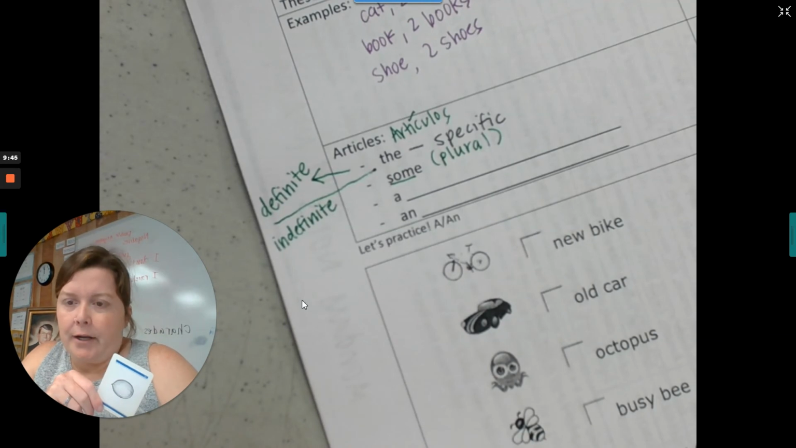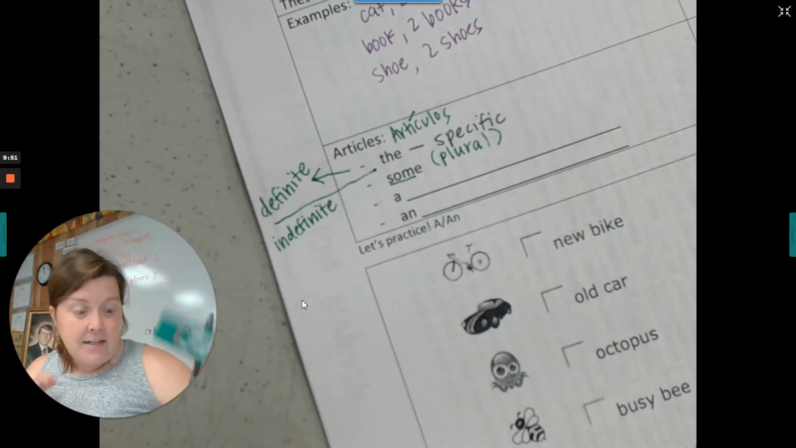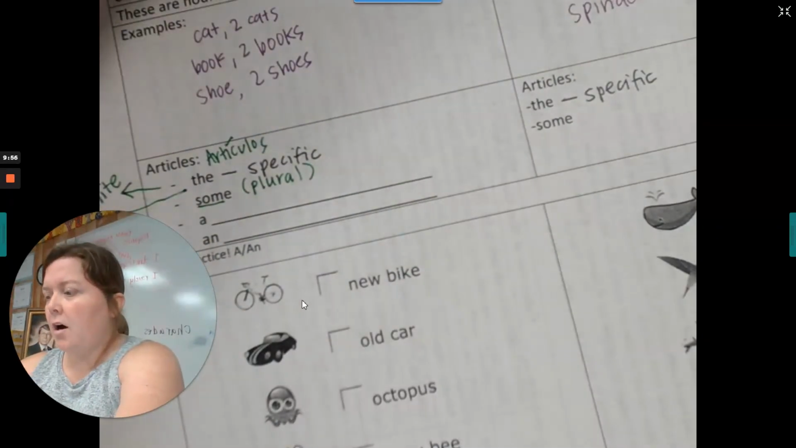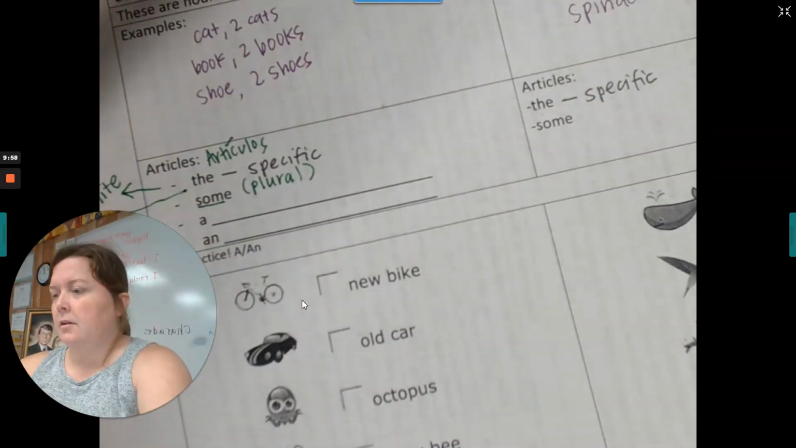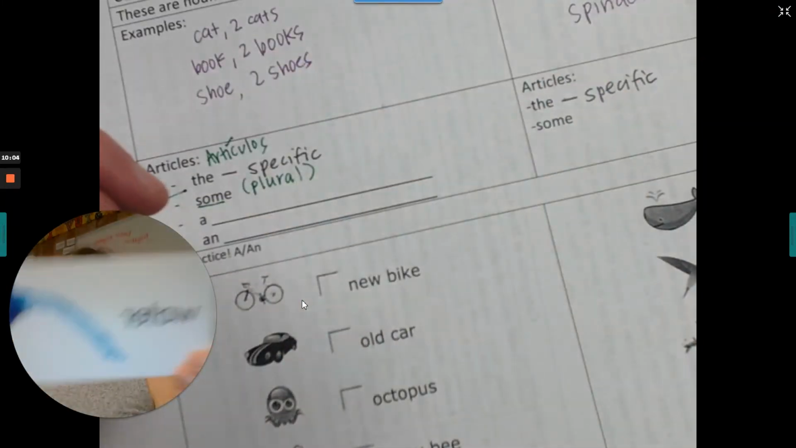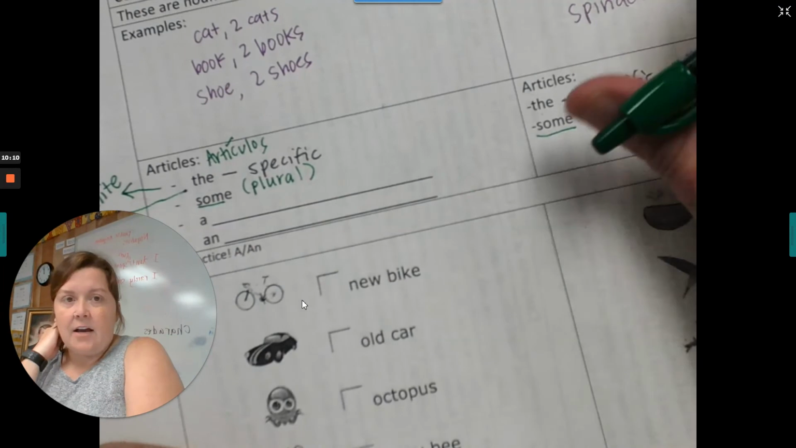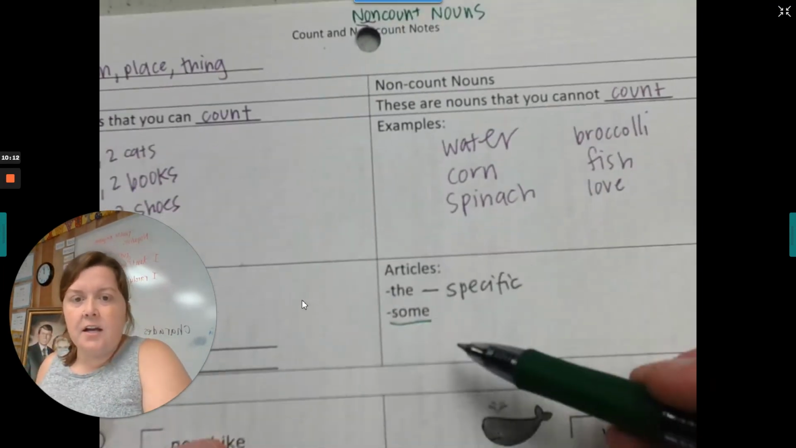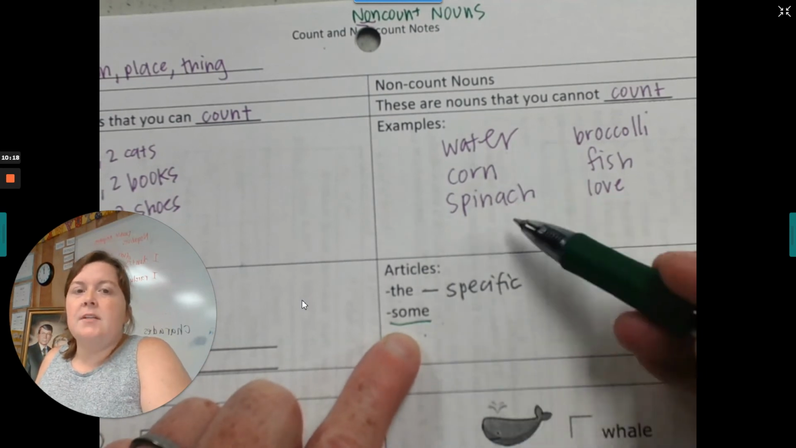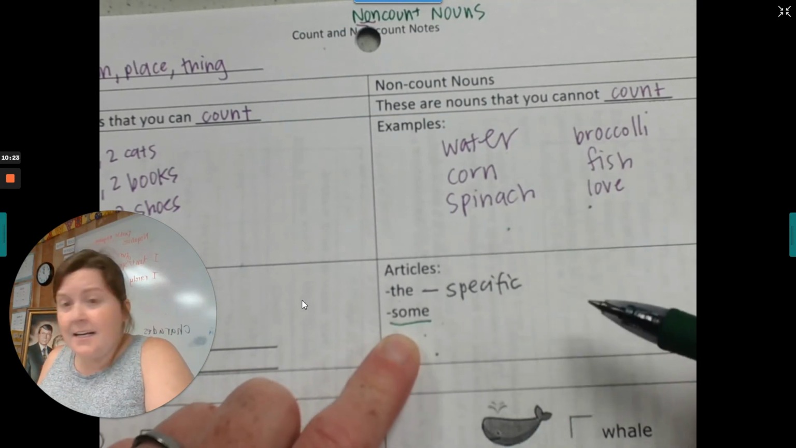Okay, so we're going to come back to onion. You can also use, let me find my water. Here it is. So here's the water. You can also use some with non-count nouns. So I need some water. I need some spinach. I need some love, right? Need a boyfriend. I need some love. So these are not specific.